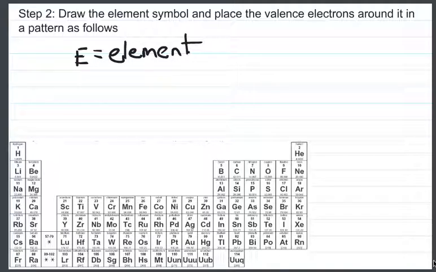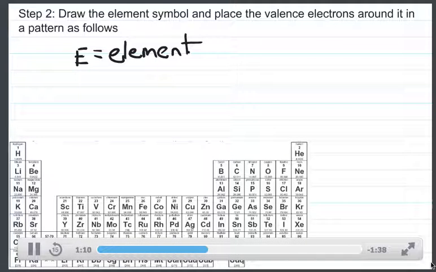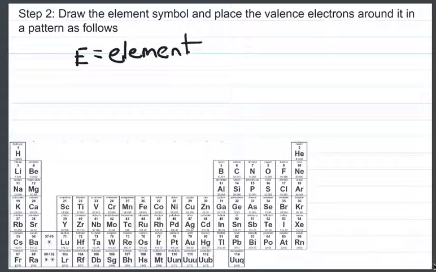Step 2, draw the element symbol and place the valence electrons around it in a pattern as follows. So we're going to let E equal an element here. So this is a general example. There is no E element, by the way. We're just showing you how to do this. So watch. Here we have element E. The electrons go around as follows.